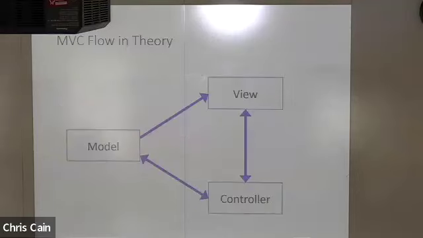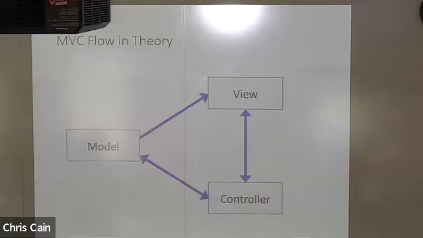Theoretically, we have this view of these three components. So the controller talks to everything and receives information from everything. The view talks to the controller and receives information from the model, and the model pushes changes to the view and is able to communicate with the controller back and forth.